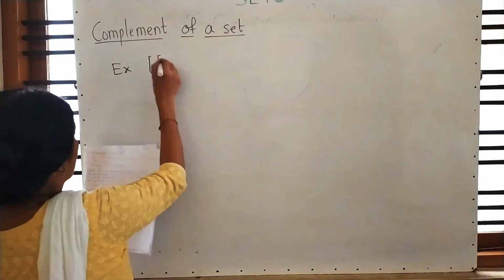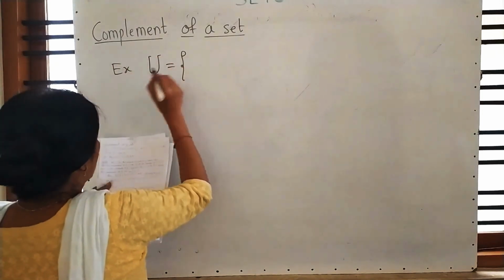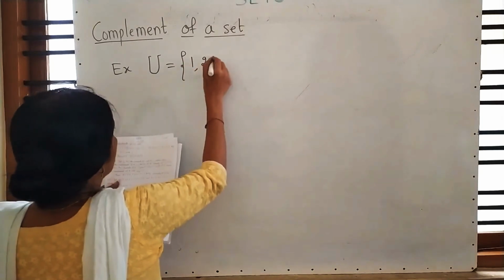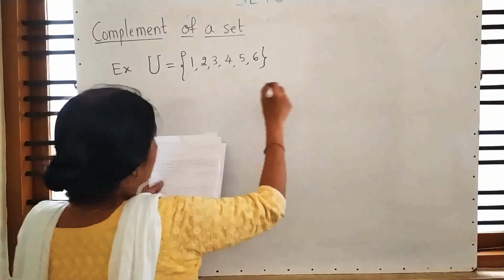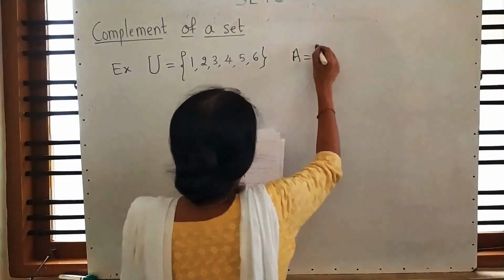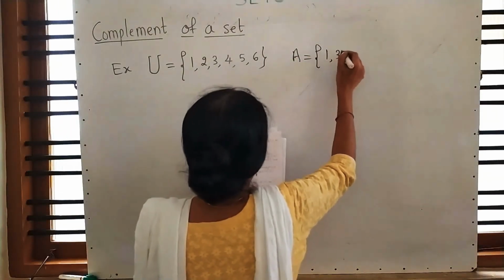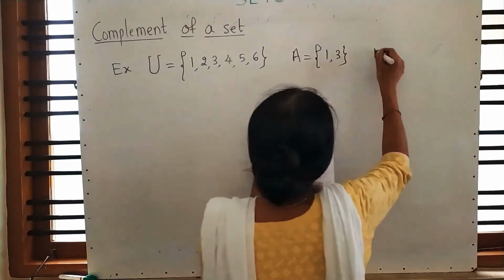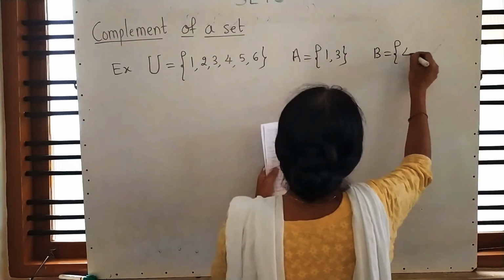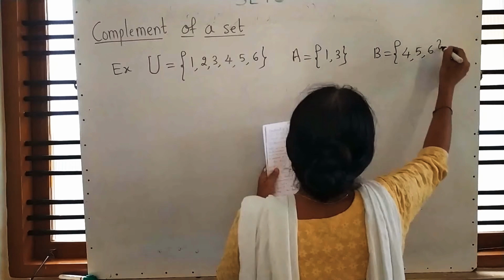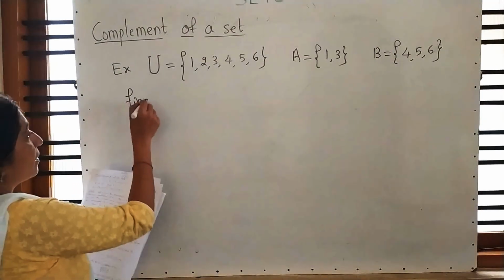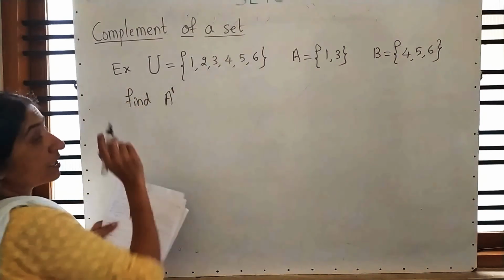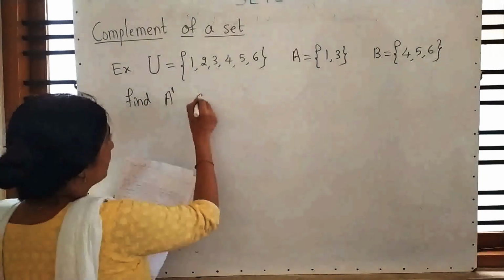Here just write down one universal set. That means it is the biggest set in the given example. That is the universal set. Set A is given. Set B is given. And they are asking like this: find A dash. Dash is nothing but a complement. And B dash.